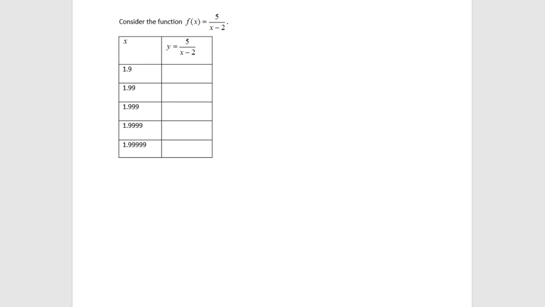This is the only restriction on f, so the domain is all real numbers except when x is 2. However, all the numbers surrounding 2 do exist for f. They are defined there. So we are going to look at the behavior of those numbers around 2 and what happens to our function around those numbers.